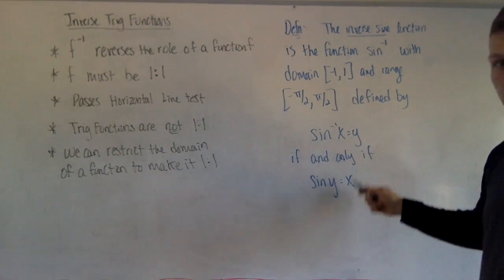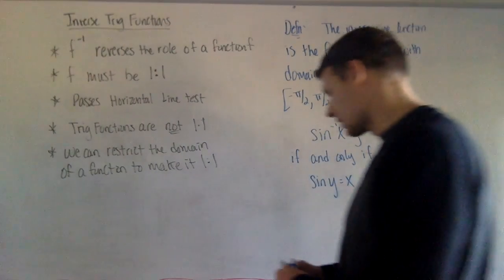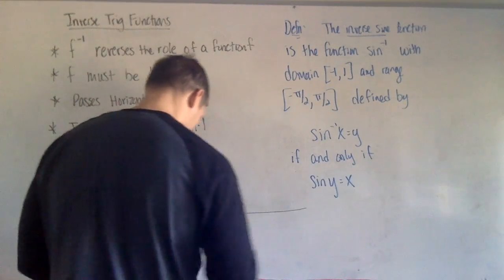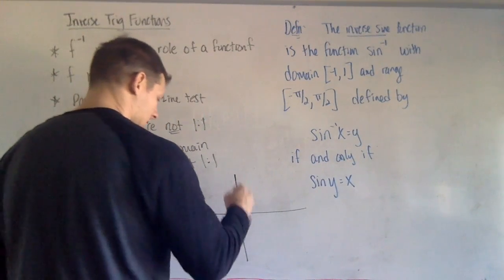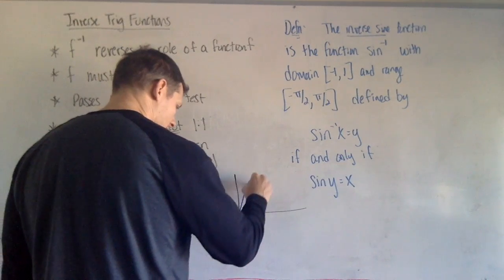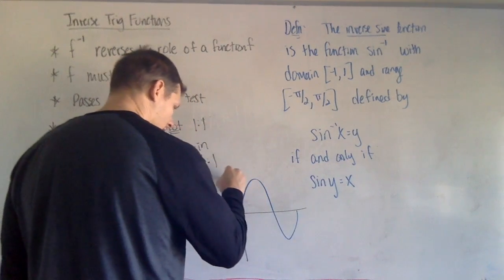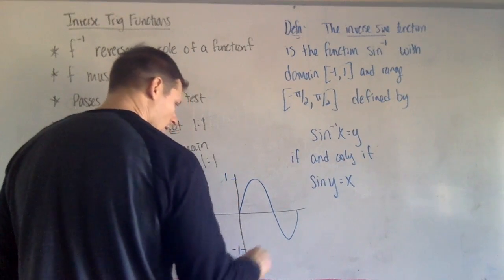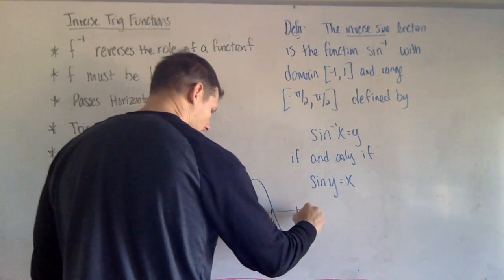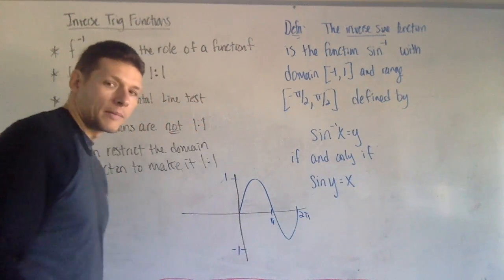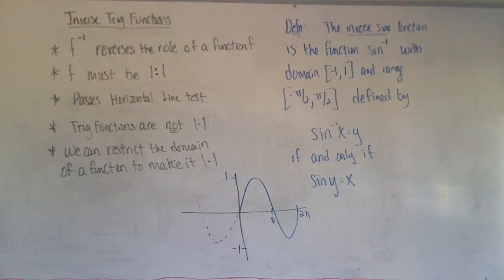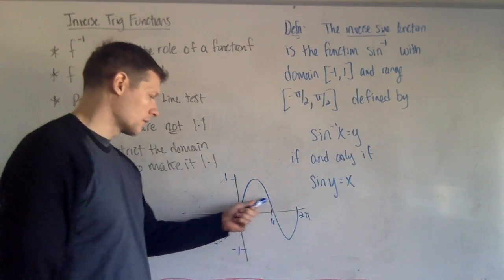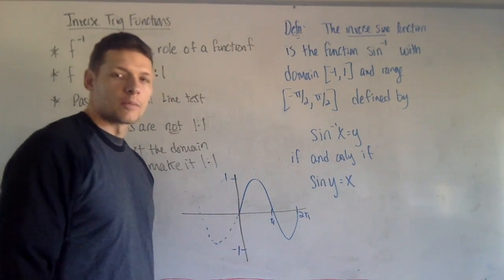Sine inverse of x equals y if and only if sine of y equals x. So if we draw the sine function, the sine function looks like this, and this is one period of the sine function where we have 1 and negative 1. And here's pi, and there's 2 pi. Notice that this does not pass the horizontal line test. So if we take a horizontal line, it'll intersect this an infinite number of times.